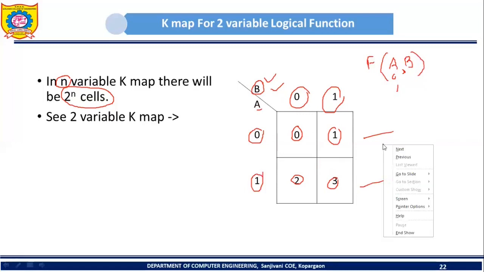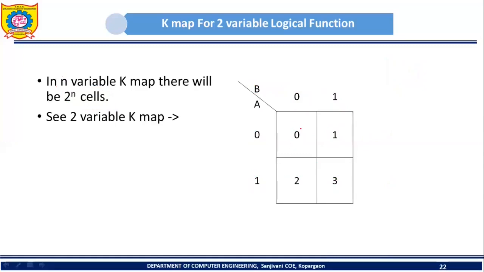Then consider this first cell, or I will call it cell number 0. Why am I calling it cell number 0? Why not cell number 1? Please try to understand. Can you tell me what the values of A and B are corresponding to this cell? Yes, that is my question. What are the values of A and B corresponding to this cell?